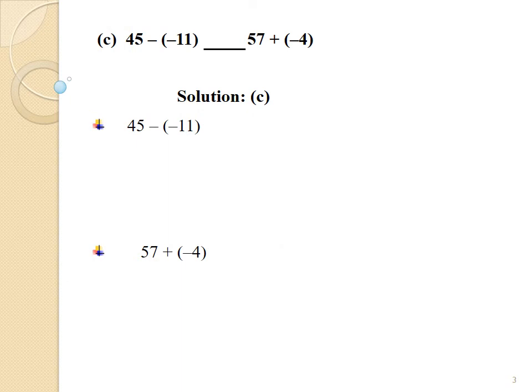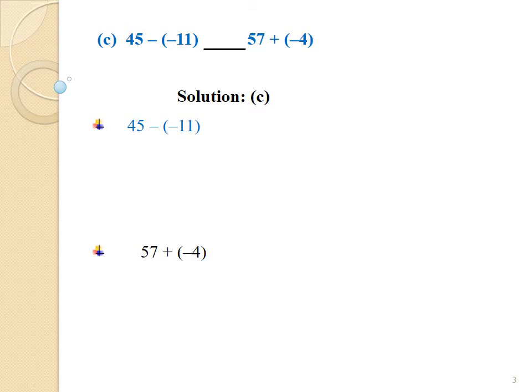Now, sum C. 45 minus 11, dash, 57 plus -4. Students, let us solve sum C and find out the answers of both the given sums, 45 minus 11 as well as 57 plus -4. Students, let us first find out the answer of 45 minus 11. Students, this sum is based on subtraction of integers, as after the given positive integer 45, the subtraction sign is given.